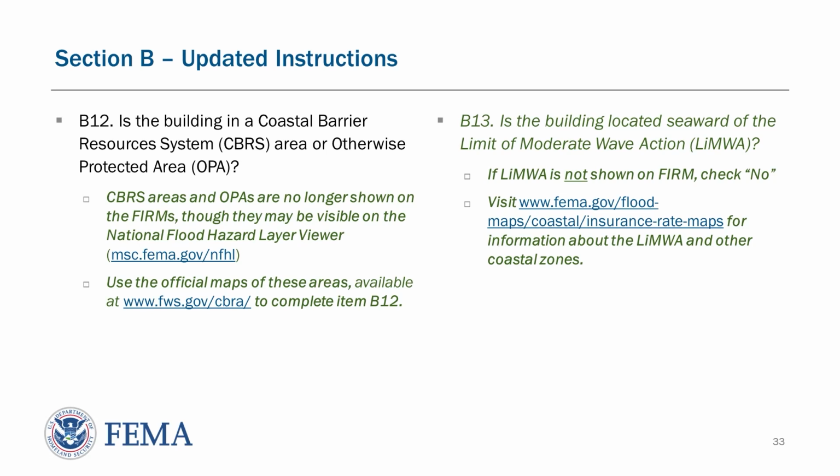The instructions for Section B have been updated to explain that in B12, we indicate whether the building is located within a COBRA zone or otherwise protected area. COBRAs and OPAs are no longer shown on newly published FIRMs. The Fish and Wildlife Service website, fws.gov/CBRA, is the correct source for those maps. And finally, for B13, if the building is located seaward of a LiMWA line that's present, then we say yes, otherwise check no. Do not leave this box blank.